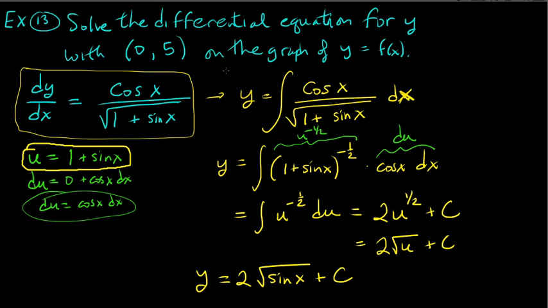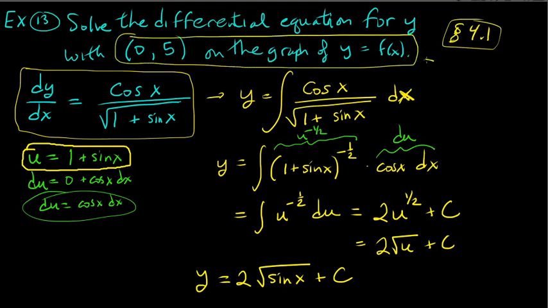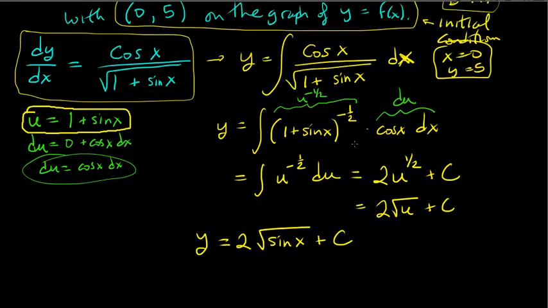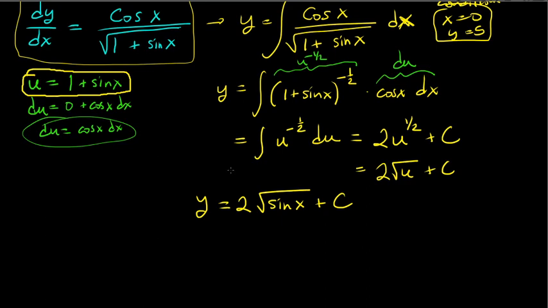However, in this problem, and you might remember this way back from section 4.1, we did problems like this, where we had a differential equation, and they gave us this piece of information. Remember, this is called an initial condition, because what it's saying is that when x is 0, y is equal to 5. So let's plug that in here. When x is 0, y is equal to 5.